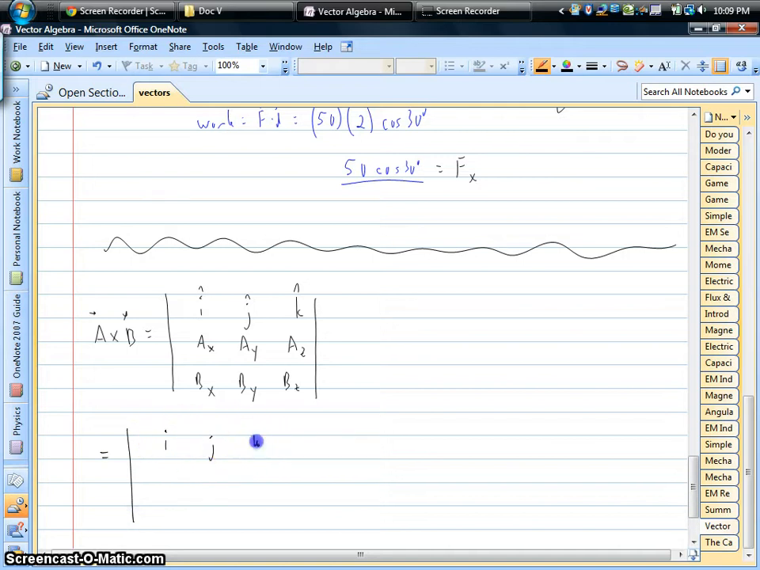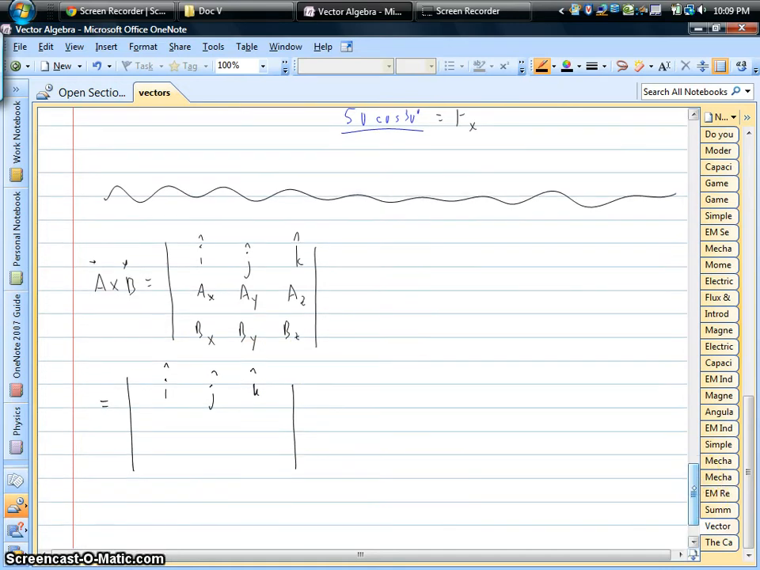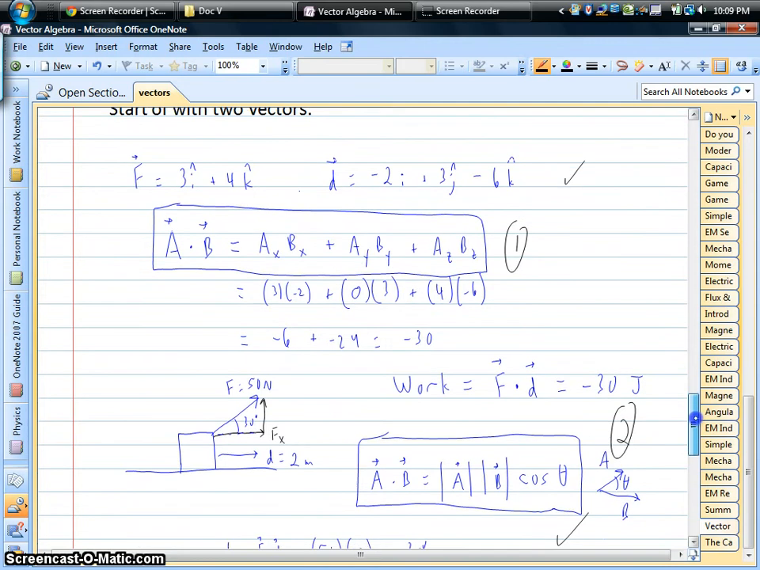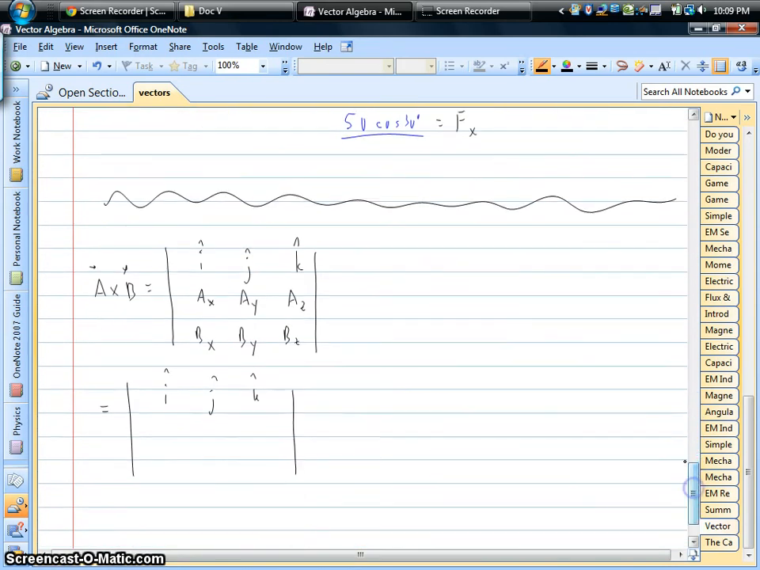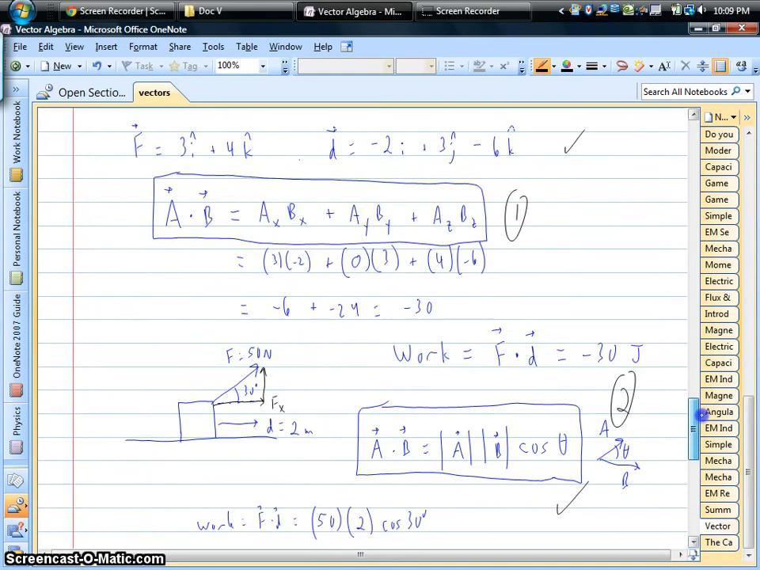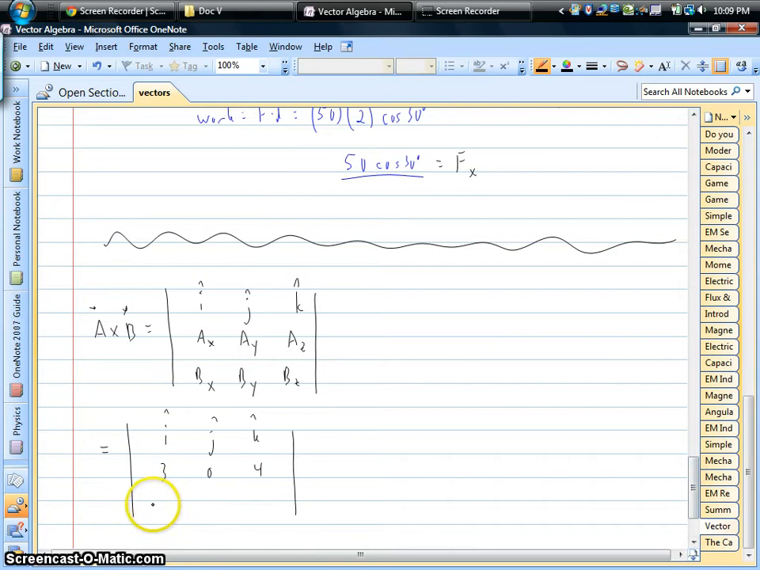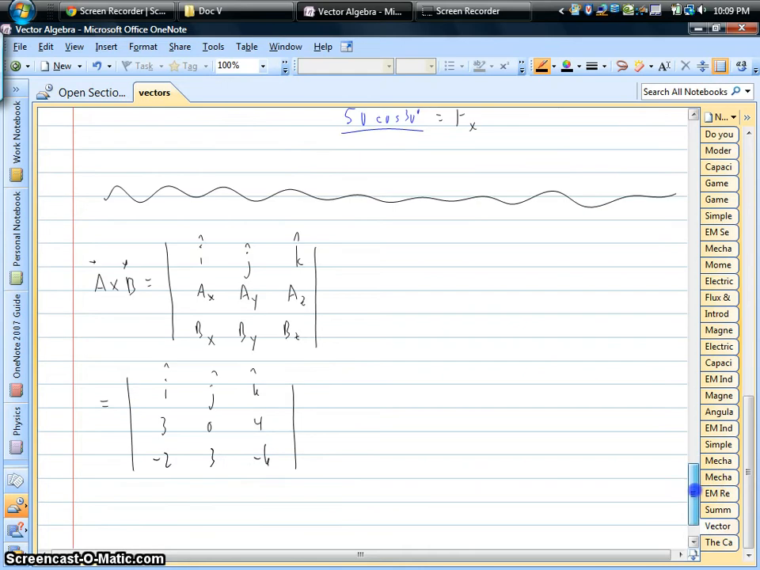Notice I have these unit vectors, i, j, k, or x, y, and z components, kind of as placeholders there. Look at the first vector, 3, 0, 4. There's no y component, so we put a 0 there. The z component's 4. The second vector is -2, 3, -6. So I just put those x, y, and z components in there.